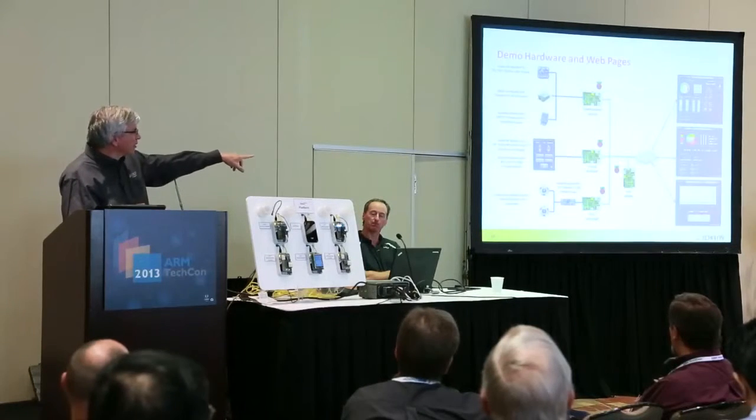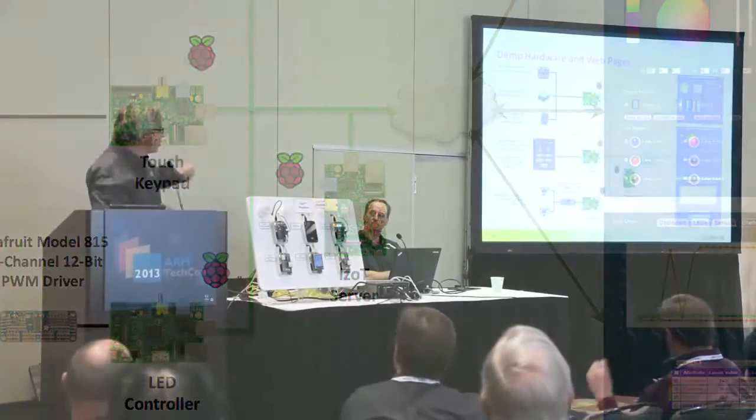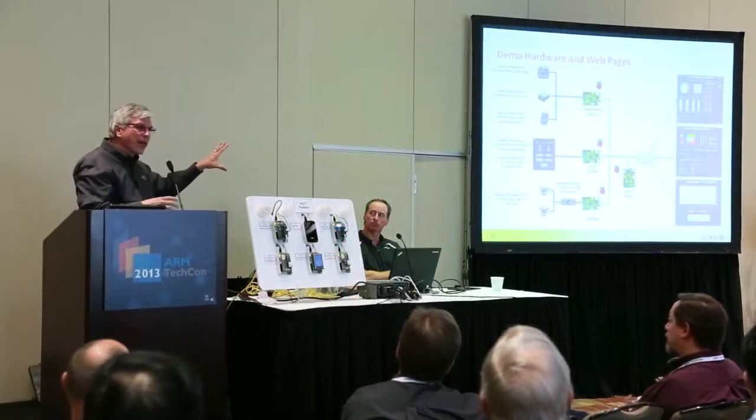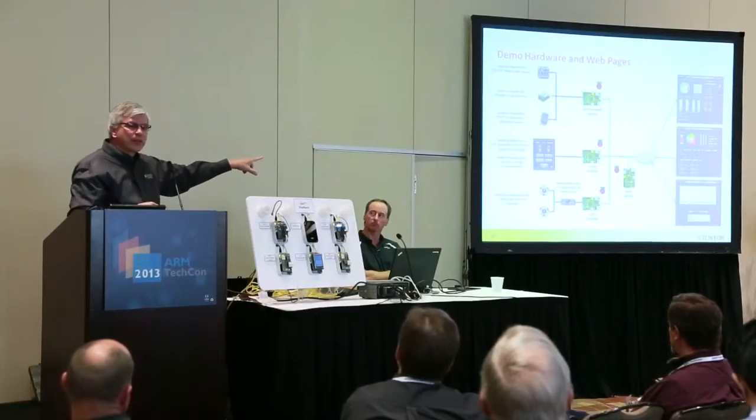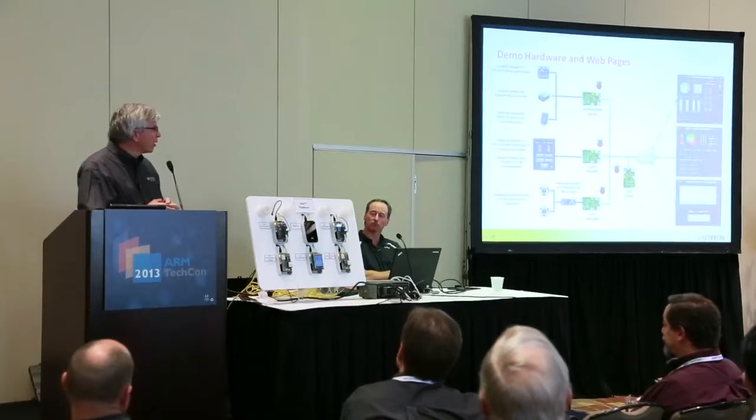In the middle is an IZOT server. The IZOT server is running the server stack. It is monitoring this network that you create, and you can have lots of these if you want. You can have lots of sensors, lots of LEDs, lots of keypads, and that can all get monitored by the server. The server is collecting all the data from all of those and making it available through the RESTful API.